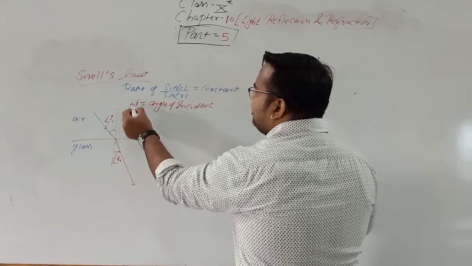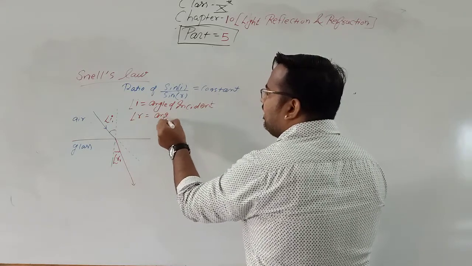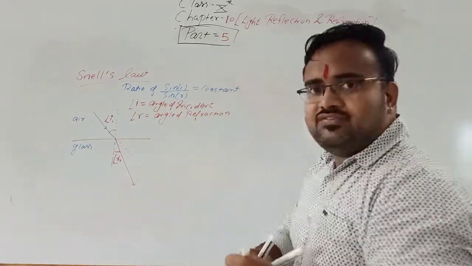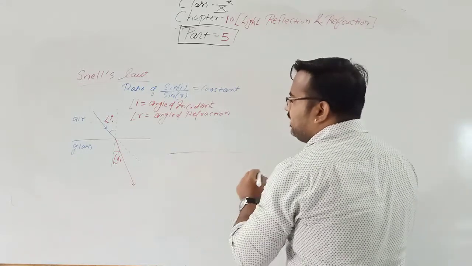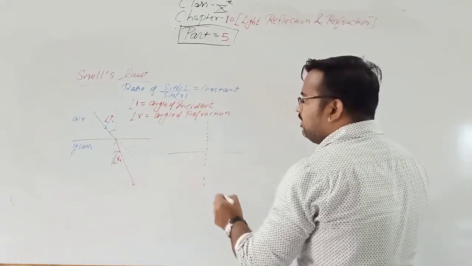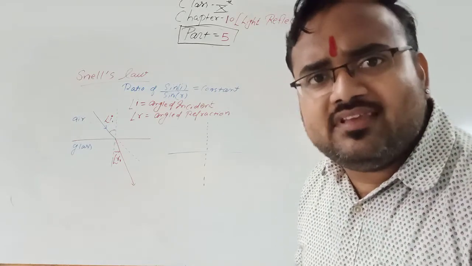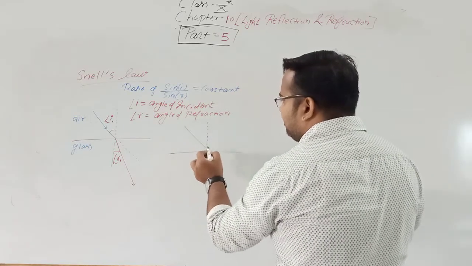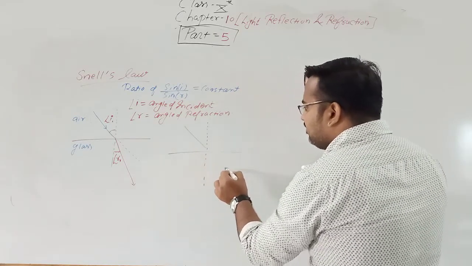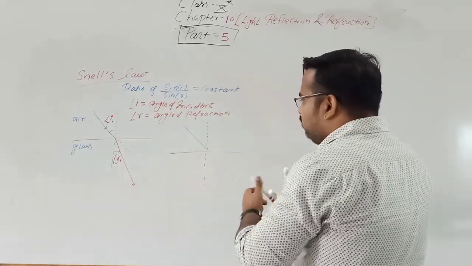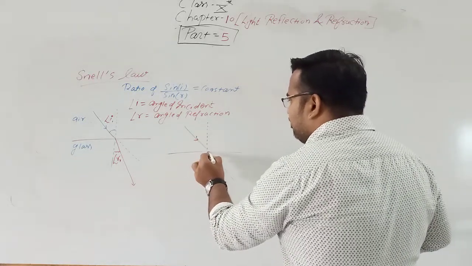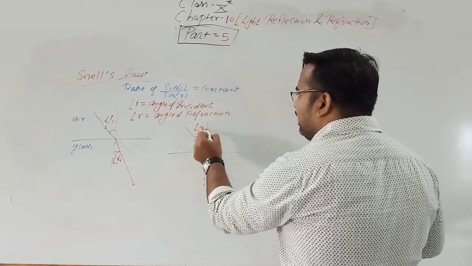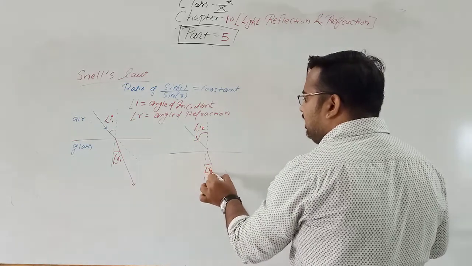Angle I is the angle of incidence. Angle R is the angle of refraction. Clear? Now the second thing: suppose this is a plane and we have drawn a normal. If we increase the angle of incidence, this is the original path. According to our first rule, it bends towards the normal. So suppose this is I2, the angle of incidence, and this would be R2.